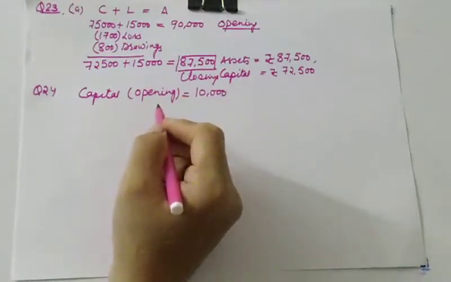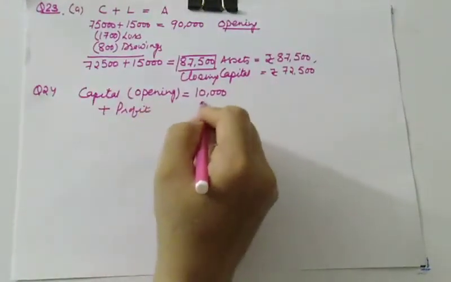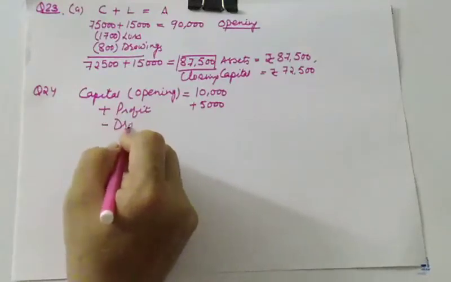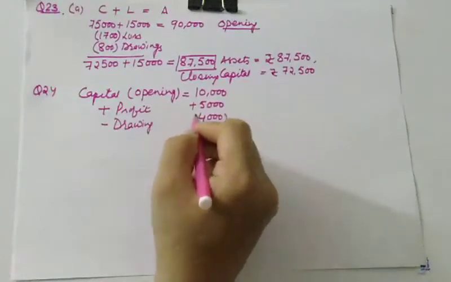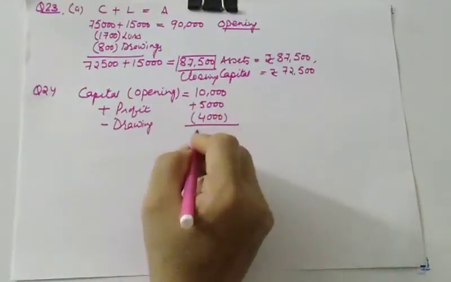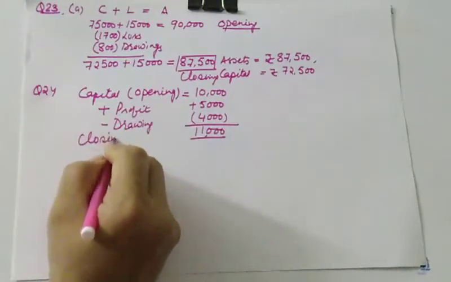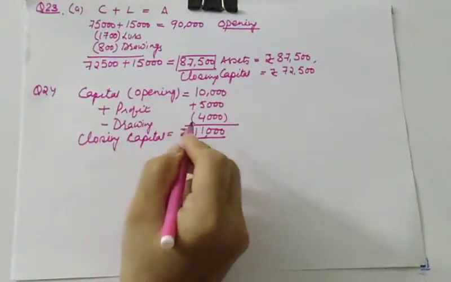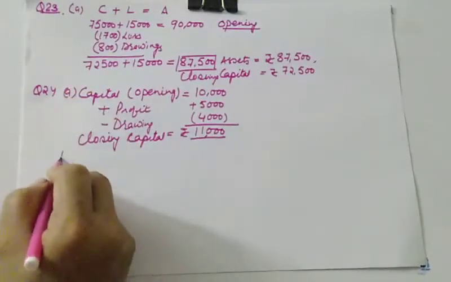And he earned a profit of 5,000 during the year. So profit will be added to this, and he withdrew rupees 4,000 for personal use. So these are drawings, rupees 4,000 drawings for personal use. This will be deducted. So his closing capital will be 11,000. So this was part A of question number 24.